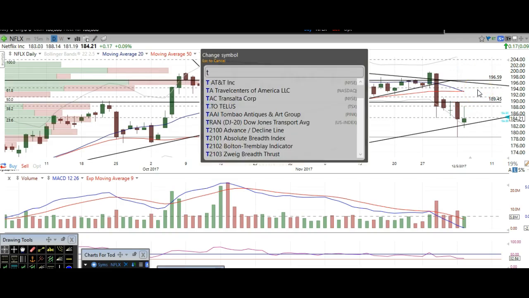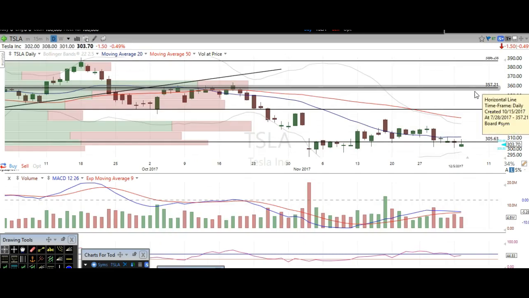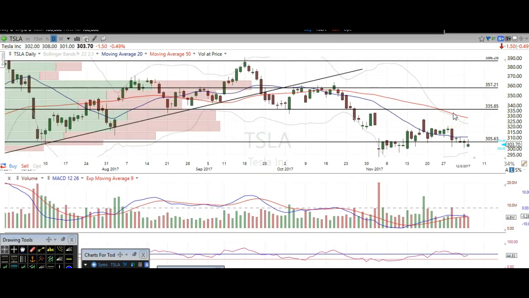The next one we're going to take a look at is Tesla. And Tesla here, we had this gap down. It's been in a downtrend for about 3 months here, so you really want to pay attention to the recent action. And the other thing too is, to me, this looks like, now that we're broken out of it, a little bit of a bear flag.